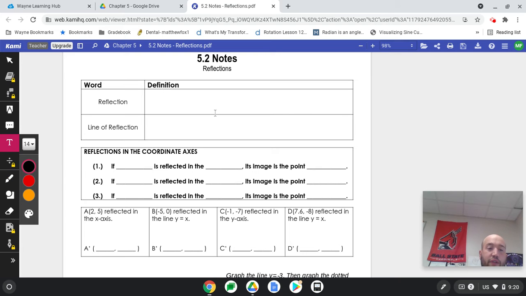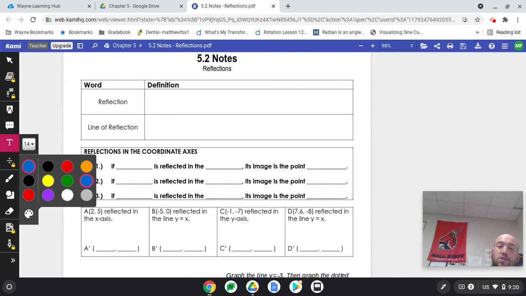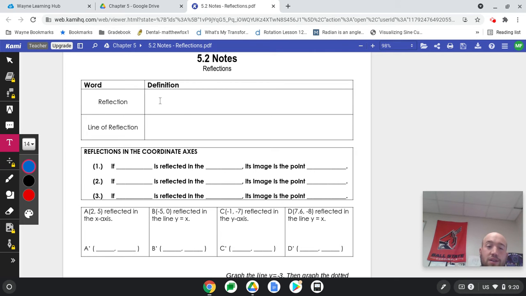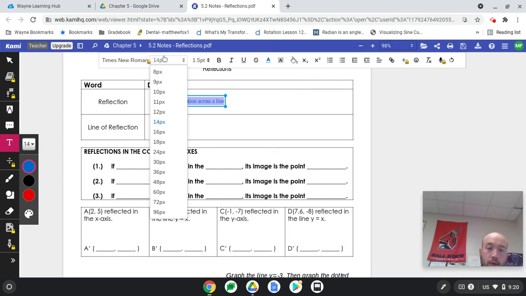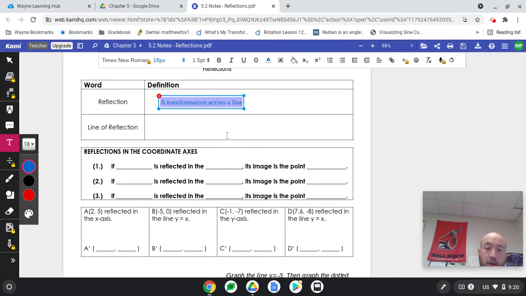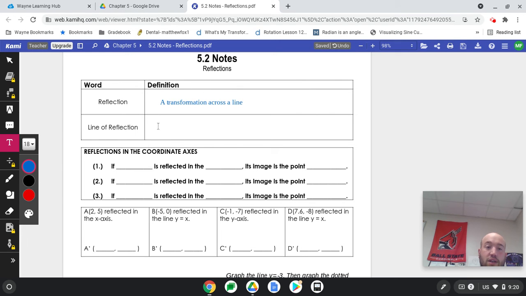And a reflection, many of you probably already know, like when you look in the mirror, you see that reflection, okay? And in our case, it's not a mirror, it's going to be a line, but it's some sort of transformation that will be across a line. And I'm going to make that a little bigger for you. There we go. Okay, so it's a transformation across a line.